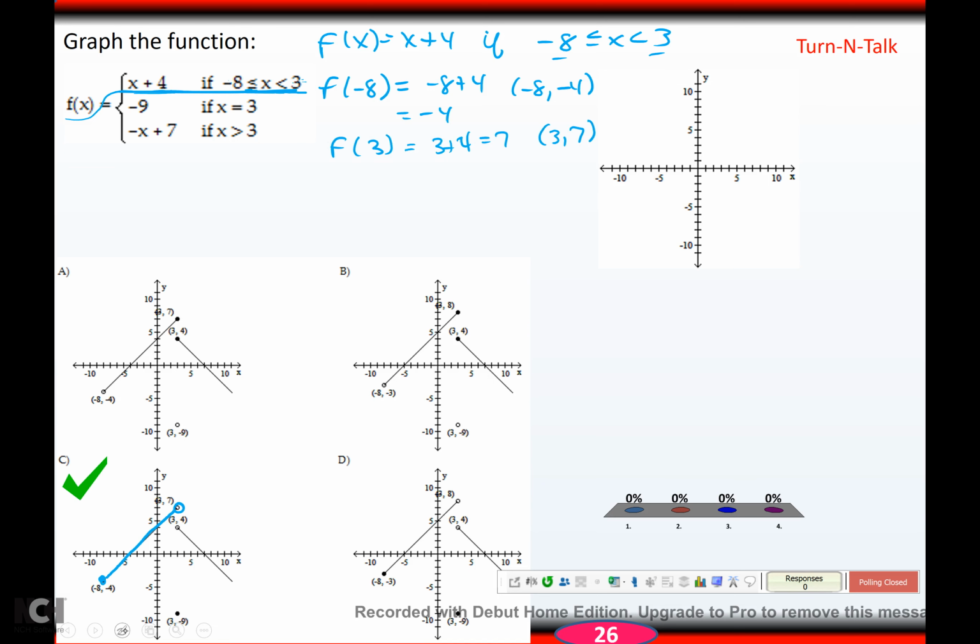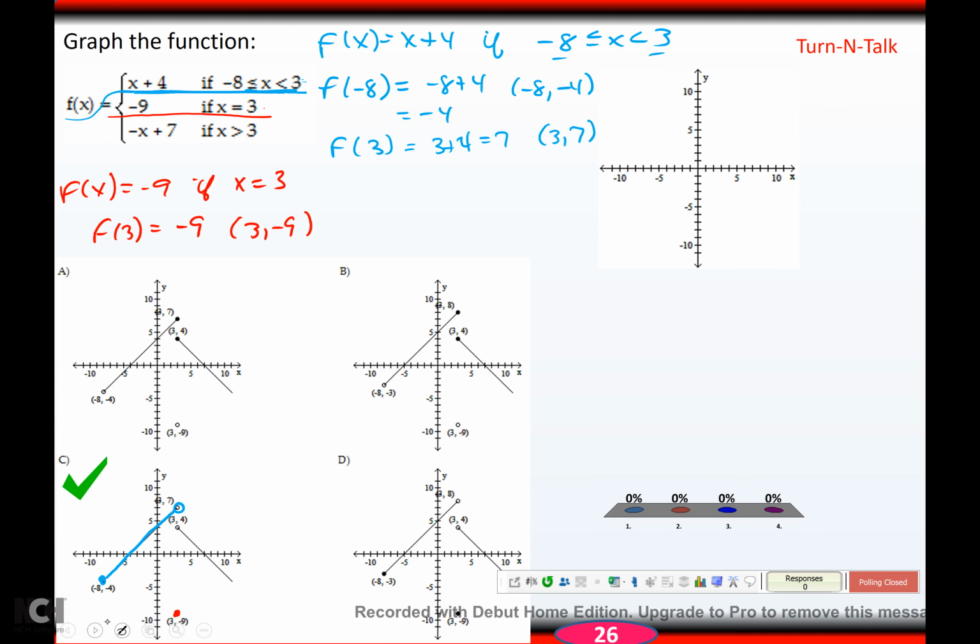Okay, the middle says f of x equals negative 9 if x equals 3. So if I plug in 3, it doesn't matter what you plug in, I get negative 9. That ordered pair is (3, negative 9), and that's just a dot. Because they just gave me 1 point, if x equals 3. If they would have given me between 3 and something, then it would have been a horizontal line between there. But if it's just 1 point, then that's just a dot.